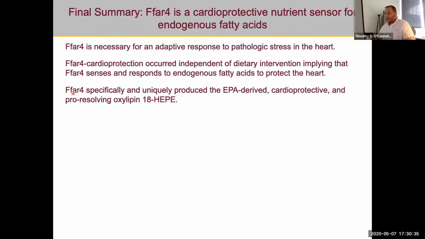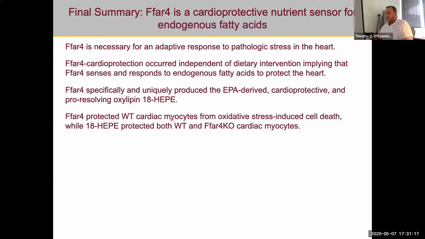Interestingly, in cardiac myocytes, we found that FFAR4 specifically and uniquely produced the EPA-derived cardioprotective and pro-resolving oxylipin 18-HEPE. Now, that's interesting for a couple of reasons. It's just about the only example of a receptor-mediated production of oxylipin that shows this type of specificity, one oxylipin. Not only that, when you consider that EPA is scarce in cardiac myocytes, it represents only about 0.5% of the total membrane fatty acids that you see in a cardiac myocyte. For comparison, DHA and arachidonic acid each account for about 10 to 12% of the total fatty acids. So this is really remarkably specific.